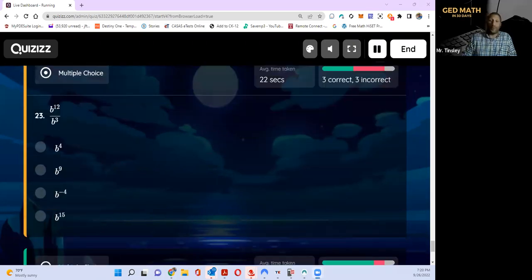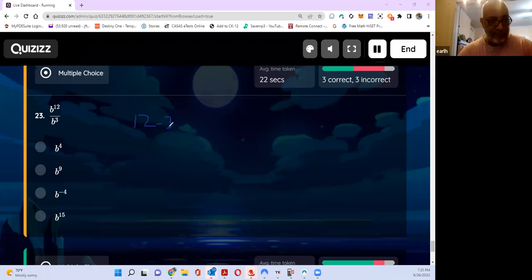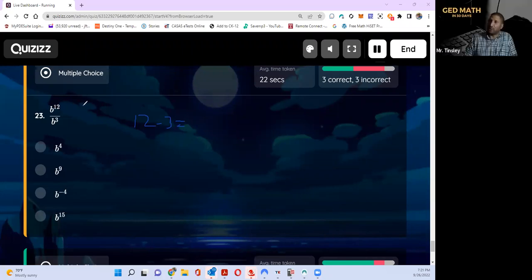Okay? 3 people got this right. 3 people got it wrong. These are exponent rules again. When you're dividing exponents with the same base, what do you do? Subtract. 12 minus 3 is what? 9. So top minus bottom, 12 minus 3 is 9. So B to the 9th power.